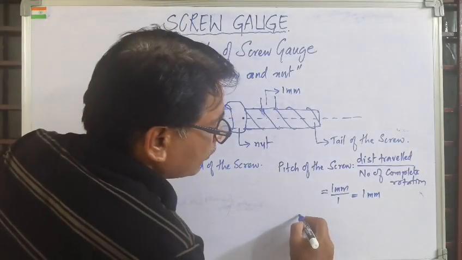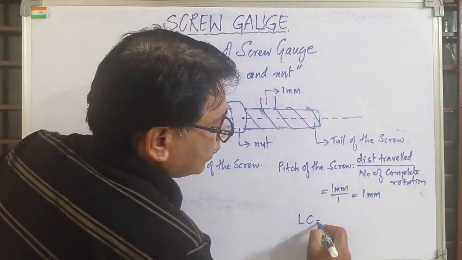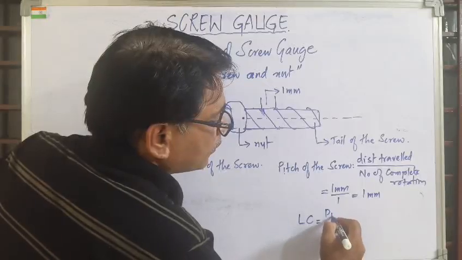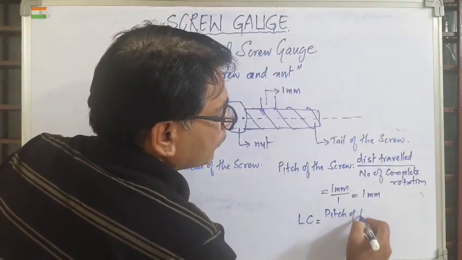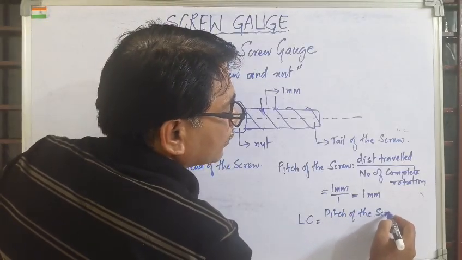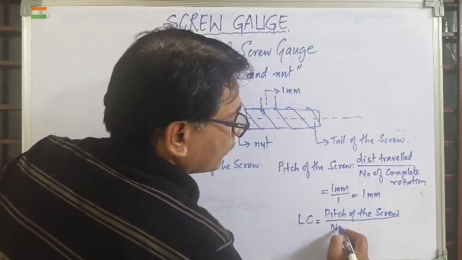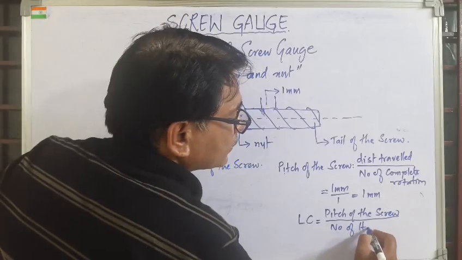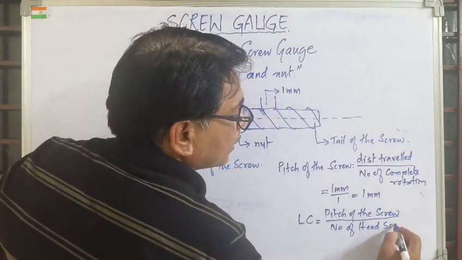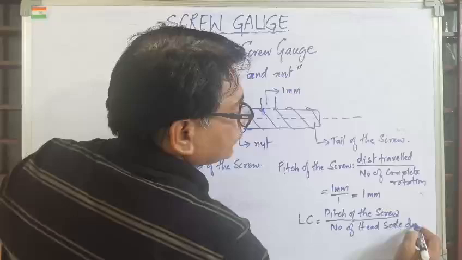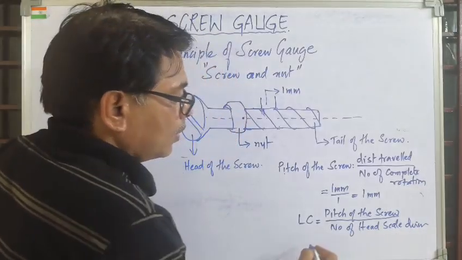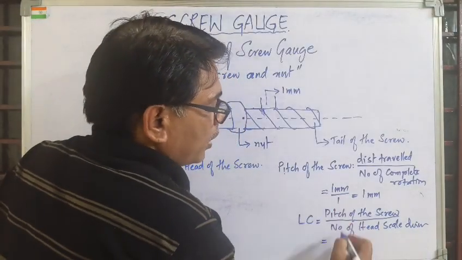Now, we have to find the least count. The formula to find least count is pitch of the screw divided by number of head scale divisions. What is the pitch you got? 1 mm.